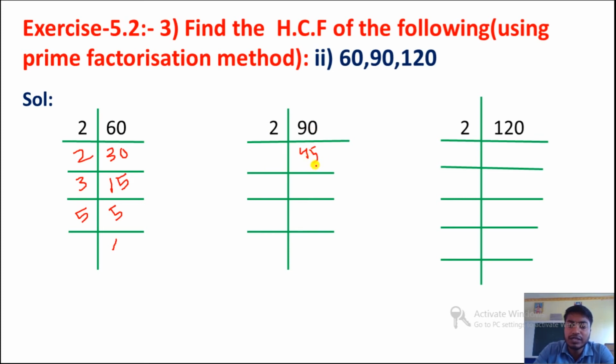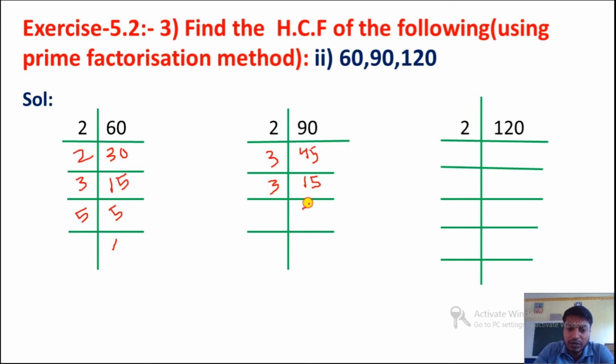Here you can see the unit digit is 5, so we cannot divide by 2, so we will go for the next prime number, and the next prime number is 3. By 3 we can easily divide this 45, so we will take 3. Now divide. 3 1s are 3, 1 left, 15, 3 5s are 15. Clear? Now again this 15 we can divide by 3, so we will take 3 here.